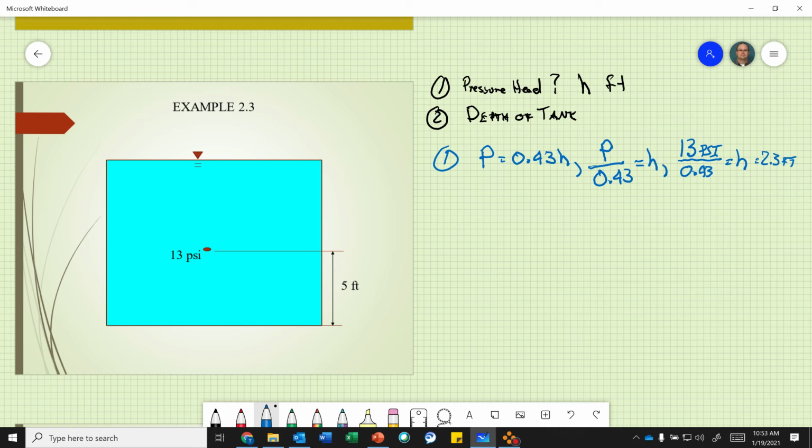Okay, back at it. Sorry, I put the numbers in my calculator wrong. I was wondering why this problem didn't look right. So 13 divided by 0.43 is 30.23, so let's just say it's 30 feet. So basically the water surface above that is 30 feet. So answer to number 2, what is the depth of the tank? We take 30 feet plus 5 feet, and that equals 35 feet.